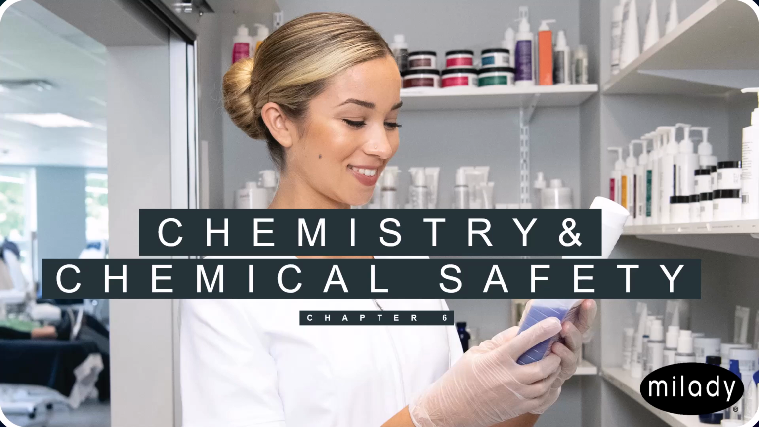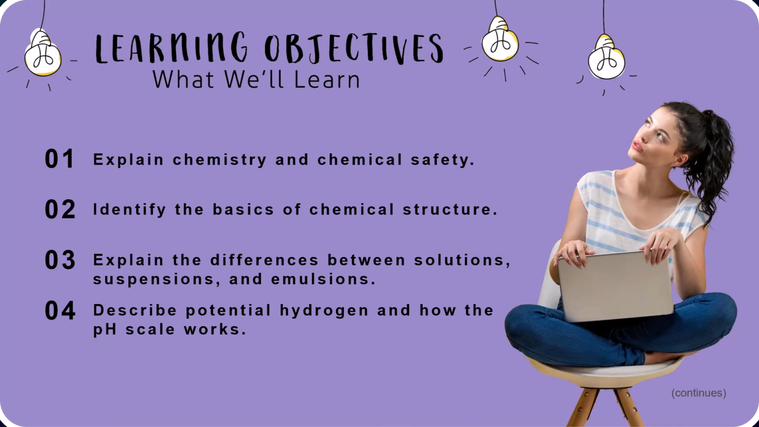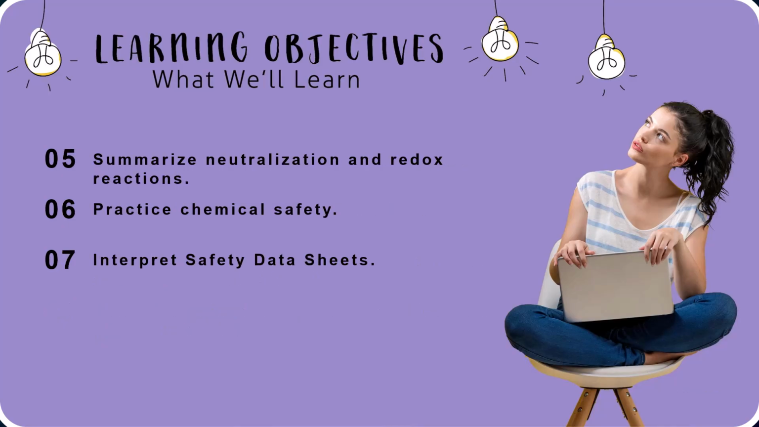Welcome back, everyone. We're going to now be going over Chapter 6 in the Foundations book for Chemistry and Chemical Safety. Our learning objectives are: explain chemistry and chemical safety, identify the basics of chemical structure, explain the difference between solutions, suspensions, and emulsions, describe potential hydrogen and how the pH scale works, summarize neutralization and redox reactions, practice chemical safety, and interpret safety data sheets.